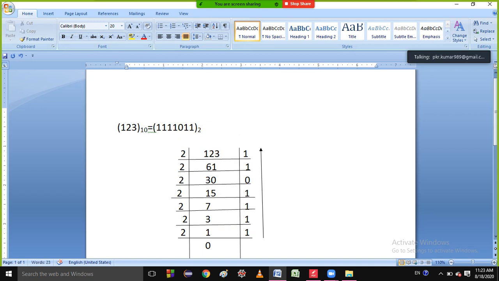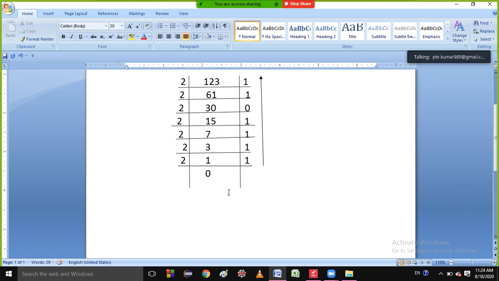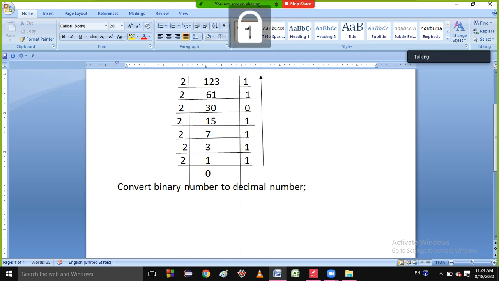The question is, let me write the question. Convert decimal number to binary number. Next question is, convert binary number to decimal number. Is it clear?